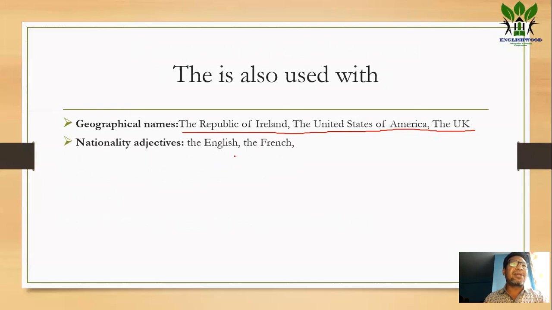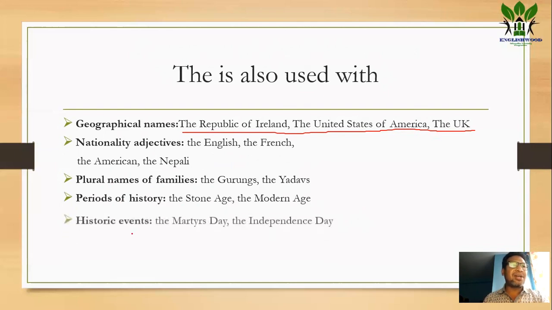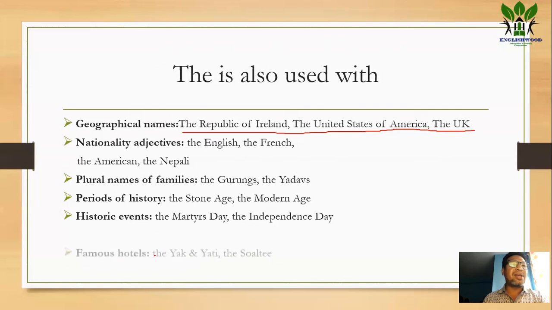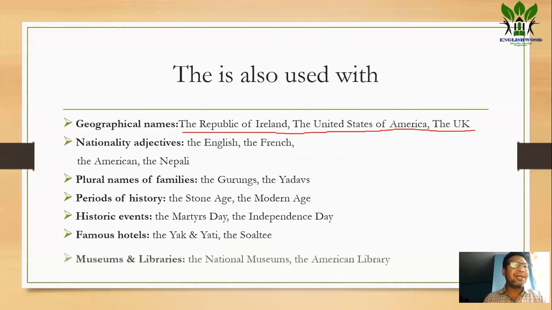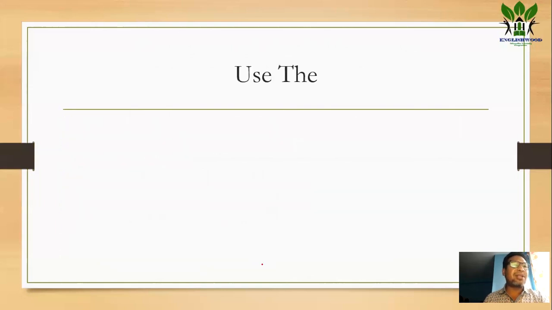Nationality adjectives: the English, the French, the Nepalese, the Italian, etc. The American, the Nepali. Plural names of families like the Gurungs, the Yadavs. Periods of history: the Stone Age, the Modern Age, etc. Historic events: the May Day, the Independence Day. Famous hotels: the Yak and Yeti, the Soaltee. Museums and libraries: the National Museum, the American Library, the British Library, etc.